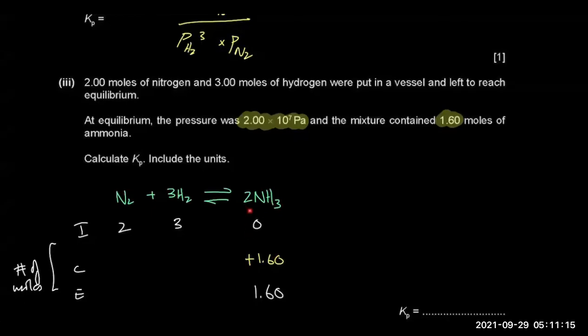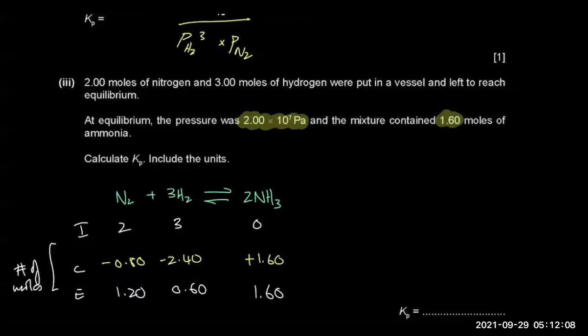If ammonia increased by 1.6, how much nitrogen must have reacted? 0.8, because of the 1:2 ratio. So 0.8 of nitrogen reacted, right. And how much hydrogen must have reacted? 2.4, 3 times as many, right? So that was the change. So at equilibrium, how much nitrogen is left? 1.2, and hydrogen 0.6. There we go. So these are your equilibrium numbers of moles.